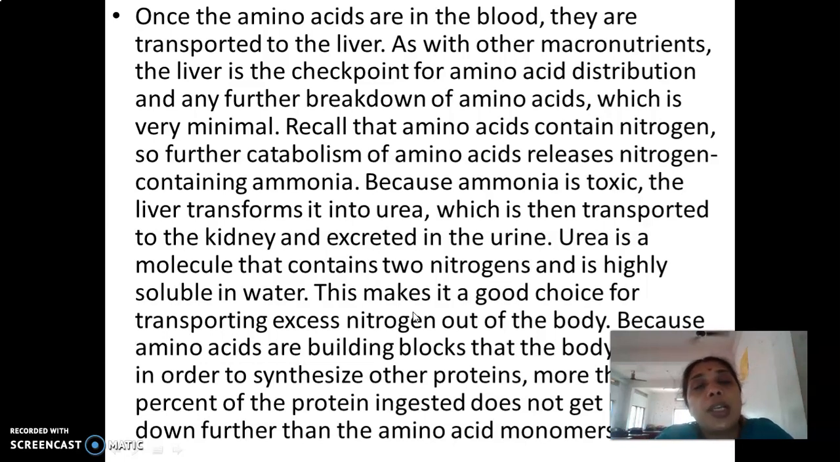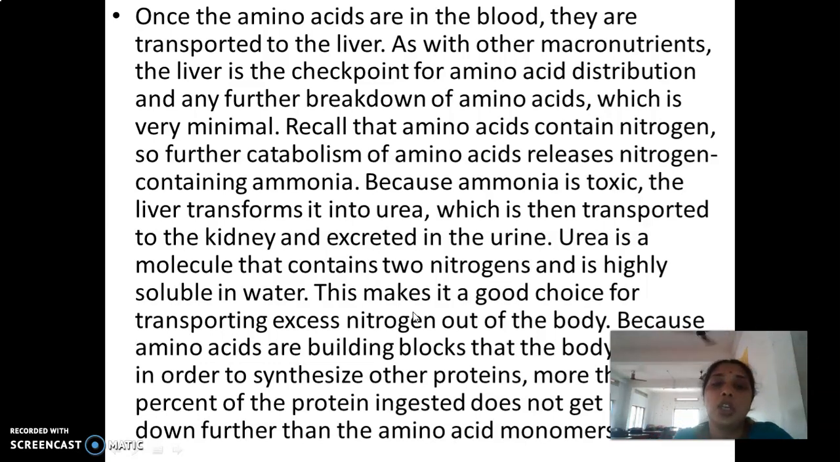If the value of urea is high, then it is indicative of what? Kidney failure. Because as urea forms, it should be excreted through urine, and we know that urine is formed in the kidneys. So if the kidneys are not functioning properly, the blood urea level will be elevated. If it goes beyond 40 milligrams per deciliter, it is indicative of kidney dysfunction.